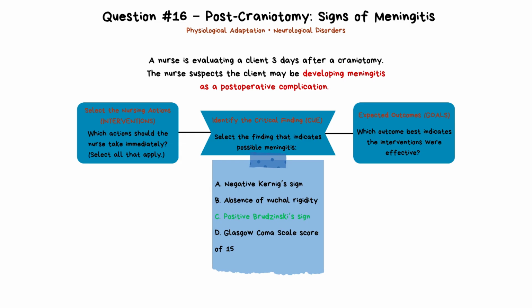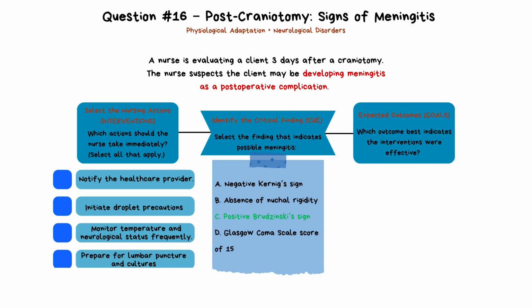Let's review the options. Option 1. Notify the healthcare provider. Option 2. Initiate droplet precautions. Option 3. Monitor temperature and neurological status frequently. Option 4. Prepare for lumbar puncture and cultures. Option 5. Encourage the client to ambulate to relieve stiffness. Take a moment to decide which of these actions you would take first.